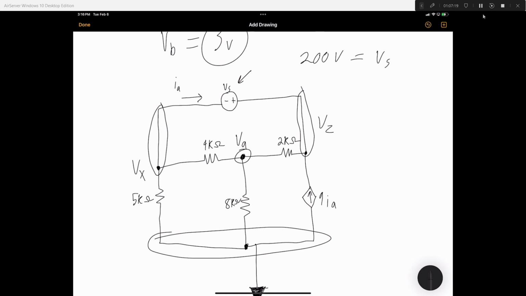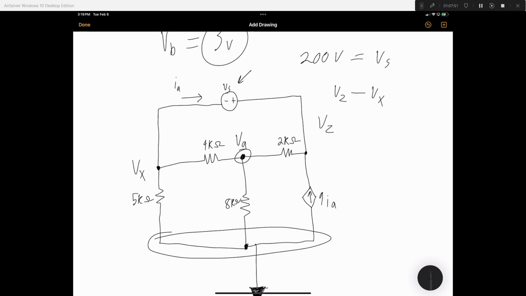Hold on. Okay. So, like I said, I wasn't entirely wrong, but for this case, V sub z minus V sub x isn't entirely equal to. I mean, they are, but at the same time, they're kind of not.